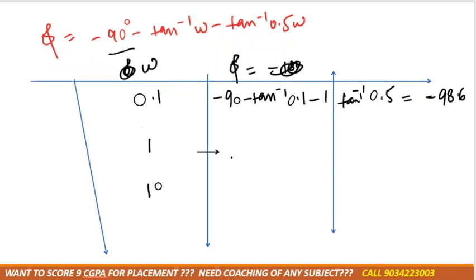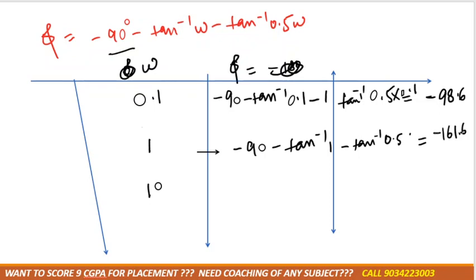If I put the value of 1 over here, minus 90 minus tan inverse 1 minus tan inverse 0.5 into 1, which is 0.5. After solving it here, we'll get minus 161.6. If I put the value of omega equal to 1.5, then it will cross, and the answer would be minus 180.2. Okay.